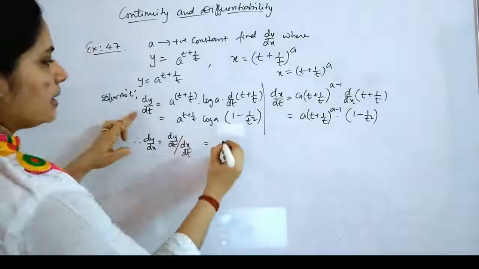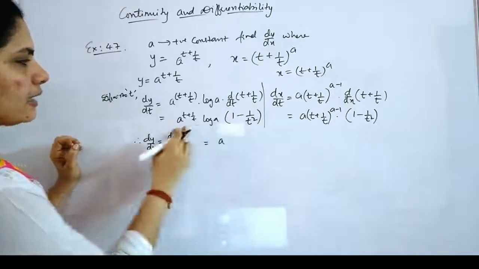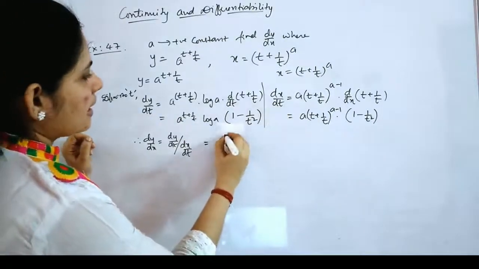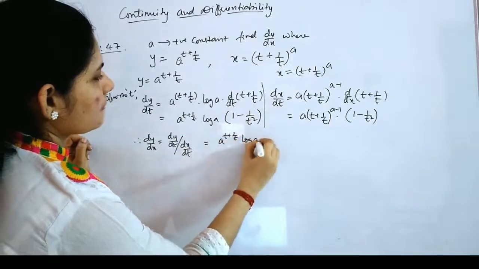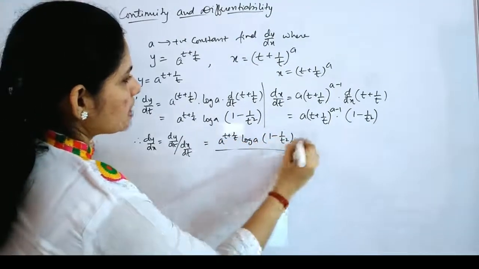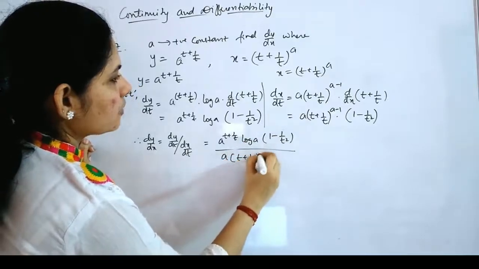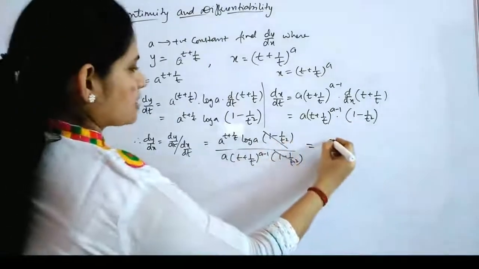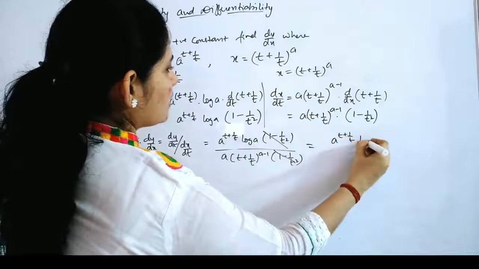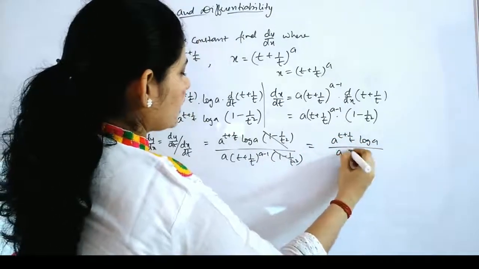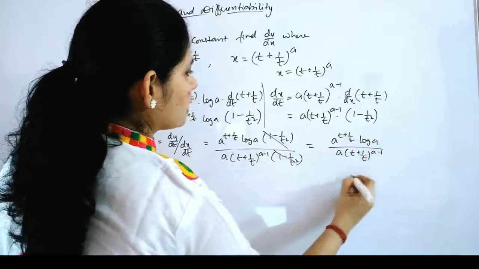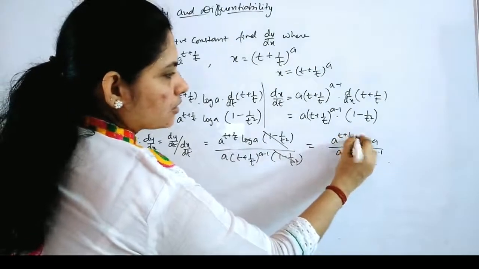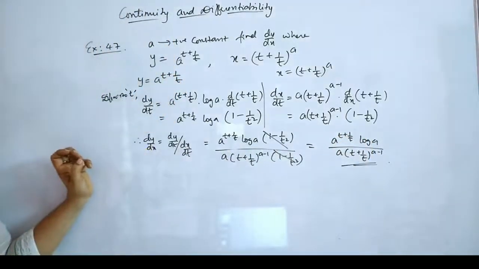You should be careful while writing: dy by dt first, and then in the denominator dx by dt. So a raised to t plus 1 by t log a into 1 minus 1 by t square, divided by a into t plus 1 by t the whole raised to a minus 1 into 1 minus 1 by t square. So these two get cancelled, and your dy by dx will become a raised to t plus 1 by t log a divided by a into t plus 1 by t the whole raised to a minus 1. Everything has a different meaning. This is in the power of a. You cannot do anything, you just leave it like this.